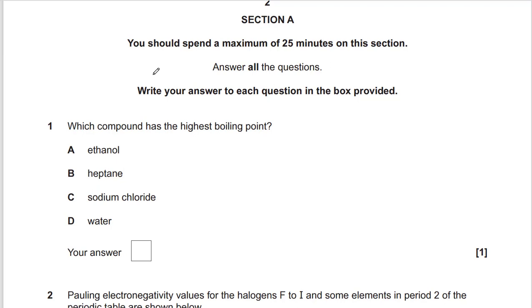So you can do it one of 2 ways, I suppose. Either do the paper first in its entirety under time pressure, or, as I get to each question, pause it, have a go, and then resume. But in any case, we'll get on with it then.